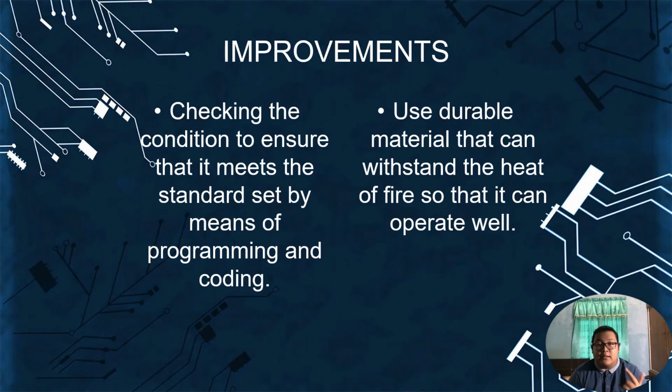The second one is to use durable material that can withstand the heat of fire so that it can operate well. This is because in the robot we have an Arduino Uno, we have an IR sensor, and we have an ultrasonic sensor. So we need a good material to build the robot so that it can protect those components and the robot can operate well and do its task.